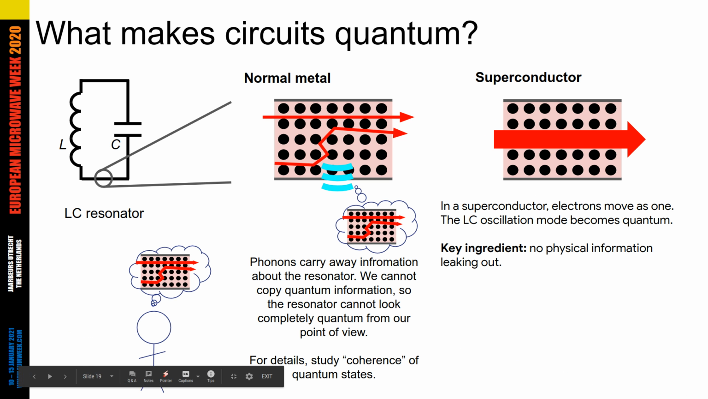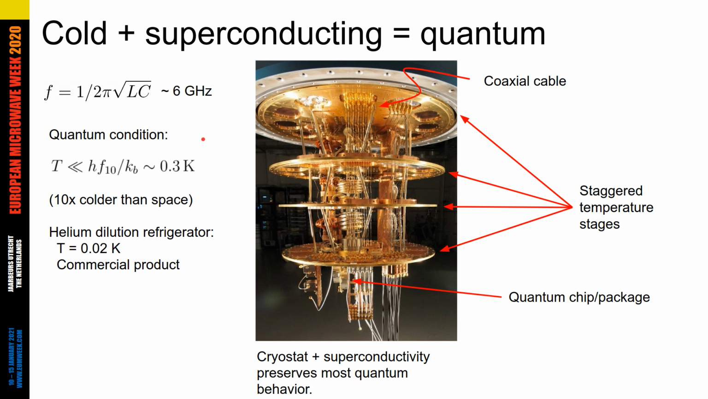The practical condition that you want to satisfy is that the temperature should be much less than Planck's constant times the resonator's resonance frequency divided by Boltzmann's constant, which for our 6 gigahertz resonators comes to about 0.3 Kelvin. So getting down to 20 millikelvin gives us about a factor of 10, which is nice and safe. Fortunately, commercial dilution refrigerators can get down to 20 millikelvin no problem.